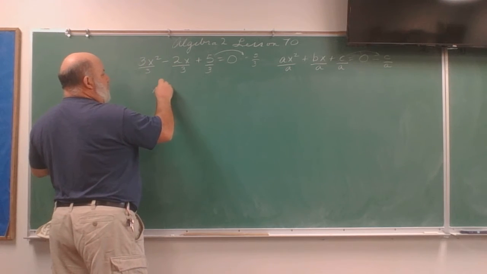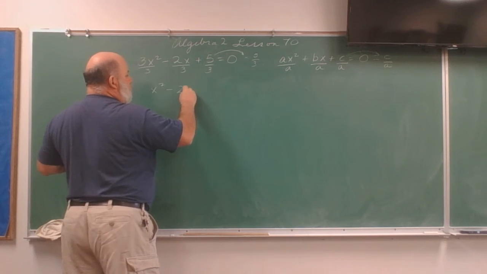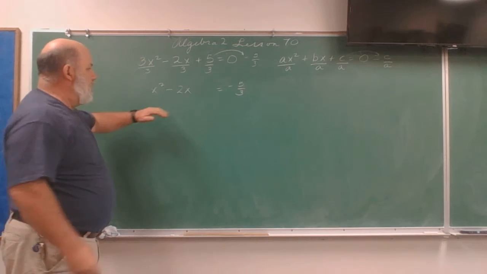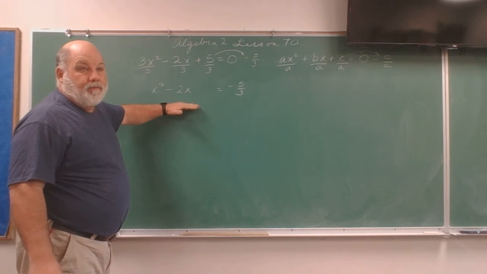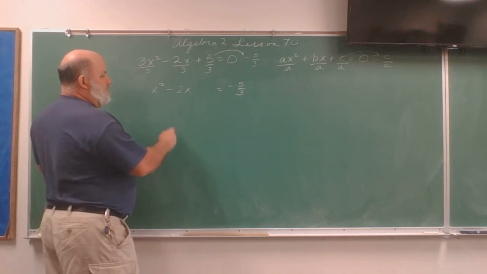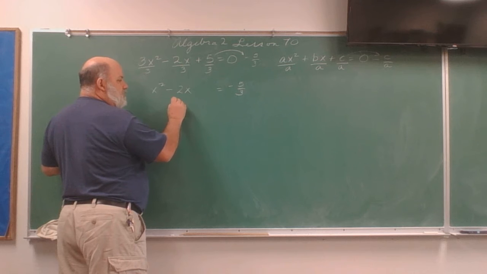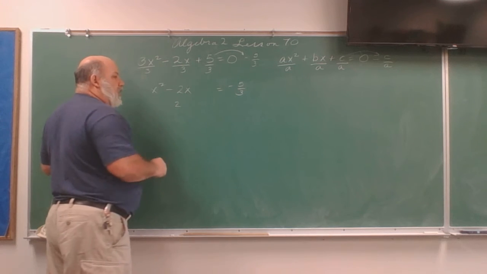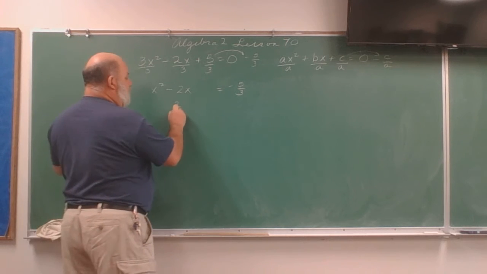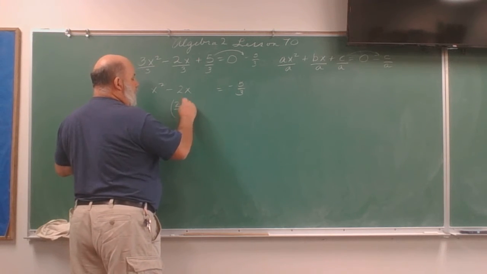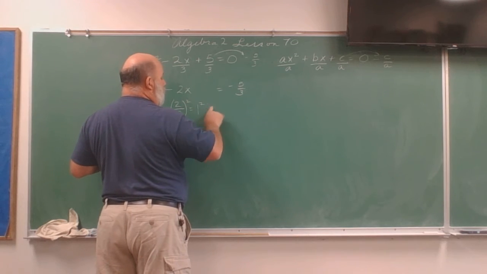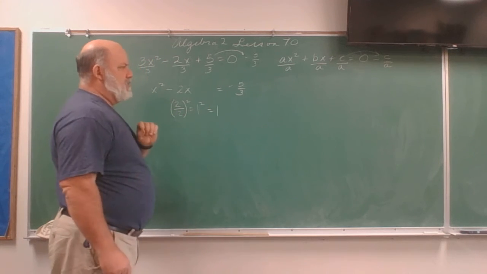This on the left will give me x squared minus 2x equals -5/3. We're now ready to start figuring out how to finish this quadratic, how to complete the square. We take the coefficient of x, 2. We either divide it by 2 or we multiply it by 1/2 if it's a fraction. We'll divide this by 2. And we square it. That gives me 1 squared. That gives me 1. We'll come back to this in a second.